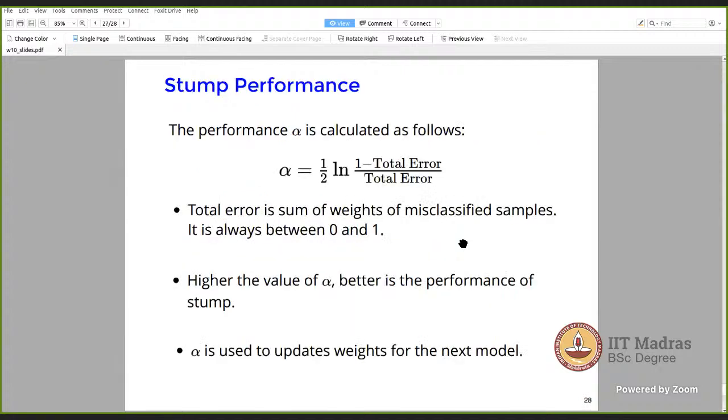Okay. So this alpha is 1 minus total error by total error, with ln. Now, what is this total error actually? Is this total error for the individual classifier? Yes. So here we're talking about one classifier. Total error will be the sum of the weights of misclassified samples.